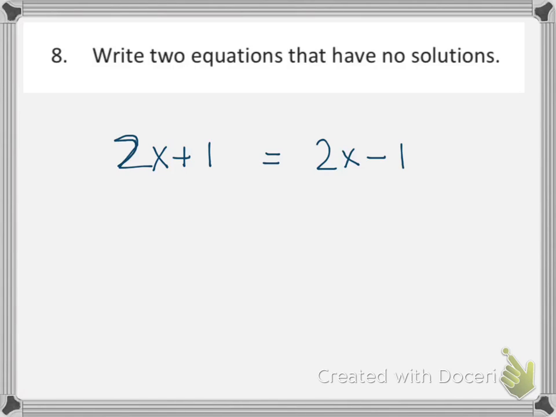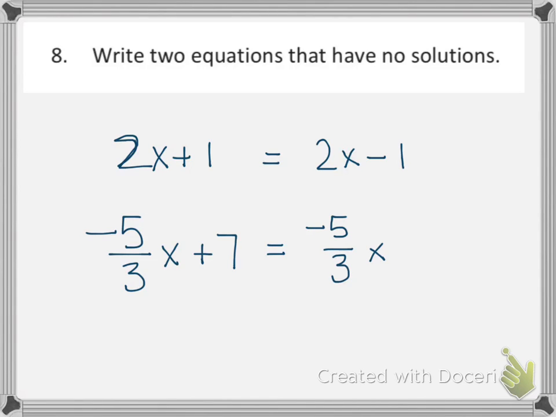So there's 1. How about we do this? A negative 5/3 x plus 7 is equal to negative 5/3 x minus 1/2. Okay, this time if I get rid of the x's, they're going to go away. I'm going to get 7 is equal to negative 1/2. That's not true, no solution. So for no solutions, coefficient of x is the same, but the constants are different.